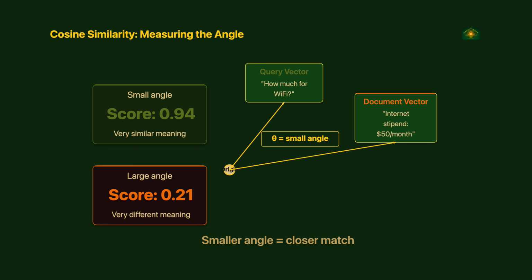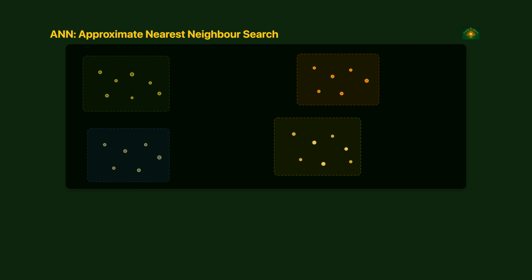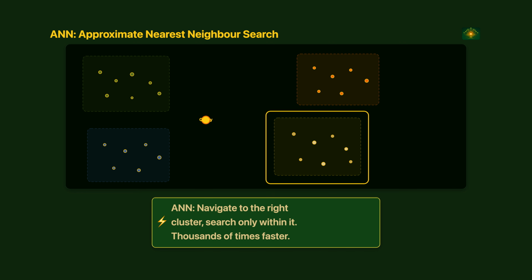So databases use approximate nearest neighbor search, ANN. The space is divided into clusters. A query navigates directly to the right neighborhood. It searches only within that cluster, slightly approximate, orders of magnitude faster. So, which databases implement this?